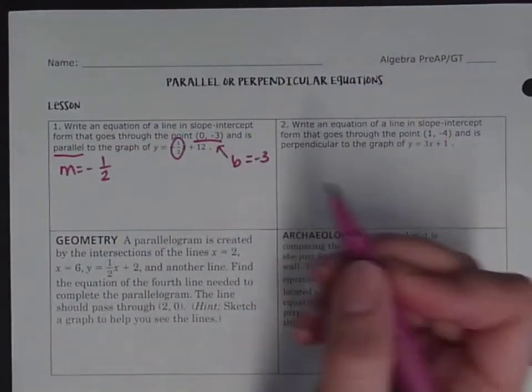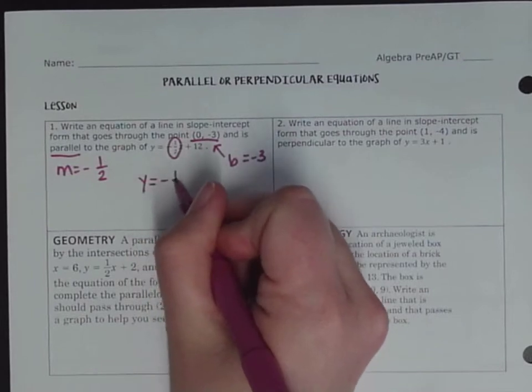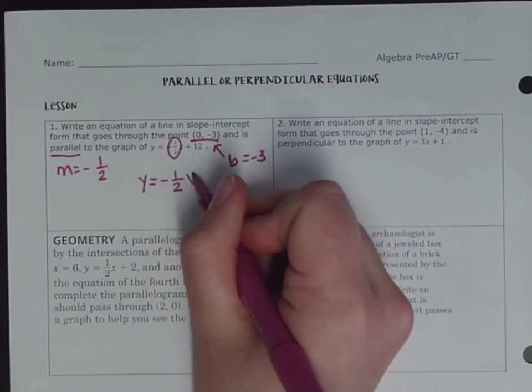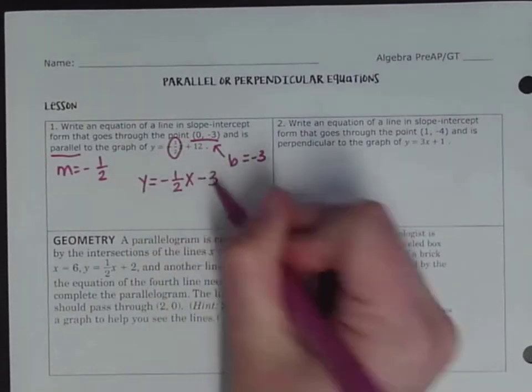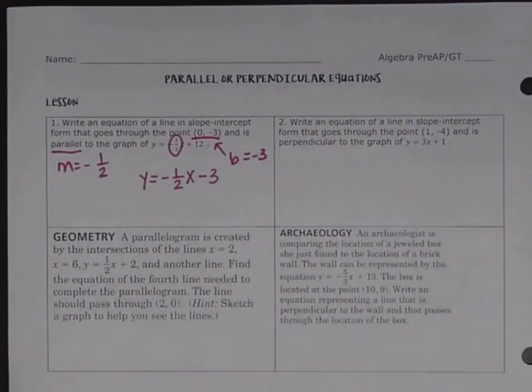So if I'm going to write this in slope-intercept form, I'm just going to replace m with -1/2 and write my b. What happens if they don't give me my y-intercept?